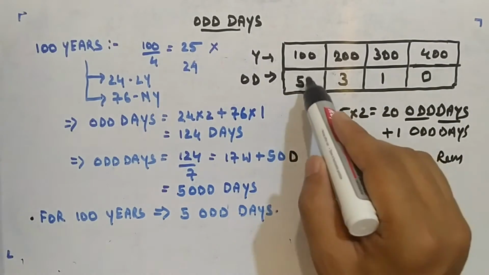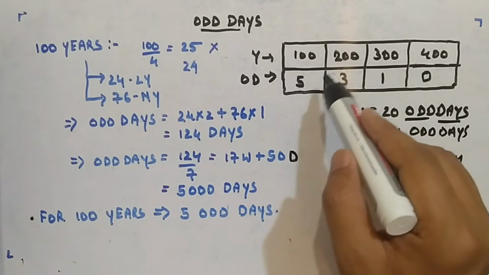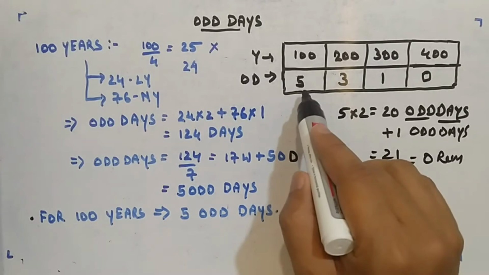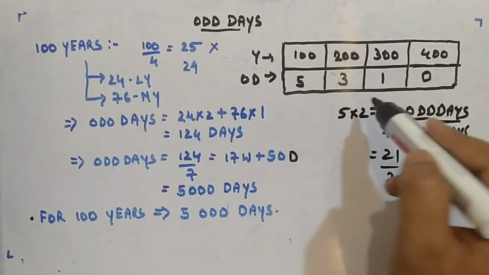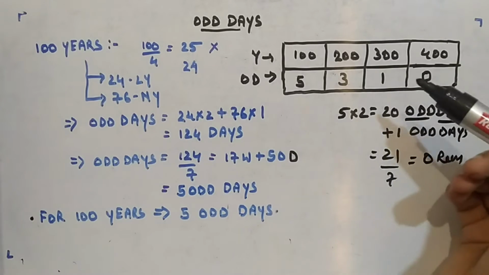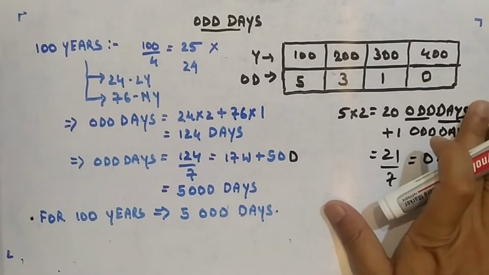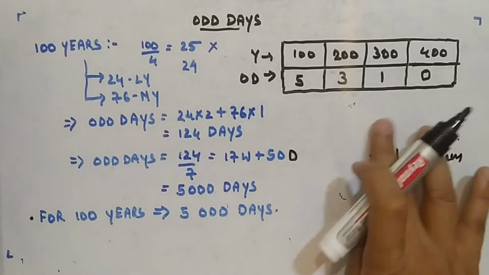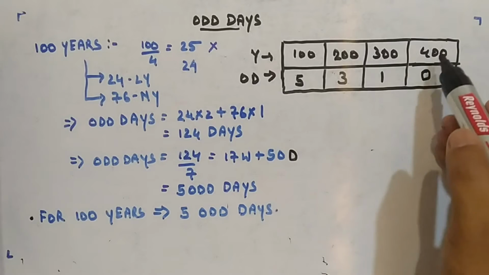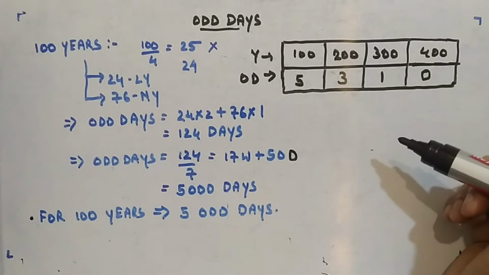For first 100 years we have 5 odd days. For next 200, from first to 100 you have 5 odd days. First to 200 you have 3 odd days. First to 300 you have 1 odd day. First to 400 you have 0 odd day. So what is the thing I am trying to achieve by doing this? Now you know that in 400 years we have 0 odd days.